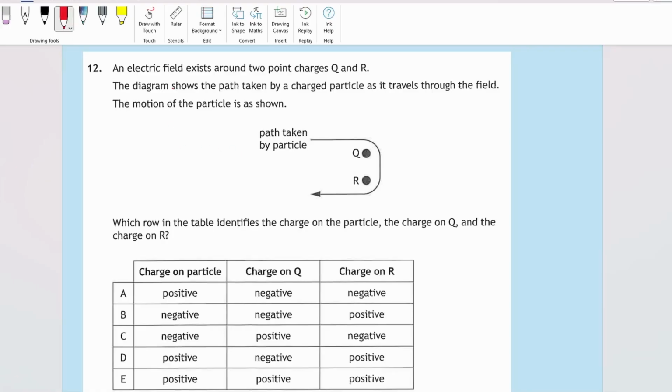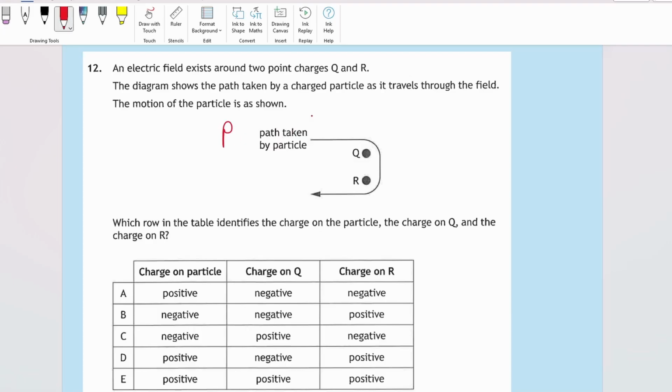Question 12 says an electric field exists around 2 point charges Q and R. The diagram shows a path taken by a charged particle as it travels through the field. The motion of the particle is as shown. So we need to identify which row in the table identifies the charge on the particle, the charge on Q, and the charge on R. So let's assume that this particle is called P, just for easiness.